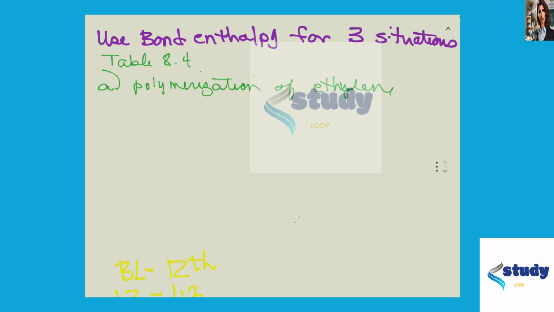Okay, so for the polymerization of ethylene, let's start by just showing real quick what that is. And this isn't going to be too beautiful here, but here's ethylene. And we're talking about the polymerization. So that is what we're talking about right here.